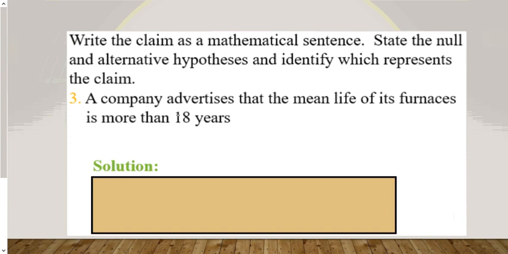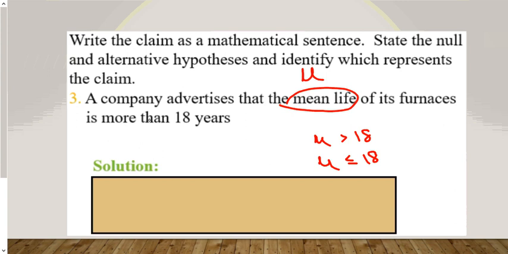The next one, a company advertises that the mean life of its furnaces is more than 18 years. So once again, we're talking about the mean life. The meaning of life? No. Mu, that's what we're looking at here. So we're going to be writing some things about mu. We can say that its furnaces last more than 18 years. So one of these is going to be mu is greater than 18, and one of them will be mu is less than or equal to 18. Okay, so this is "more than," that's exclusive language, right? It's greater than. So these are the two ideas.